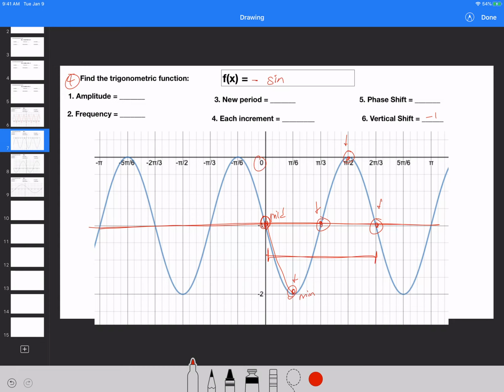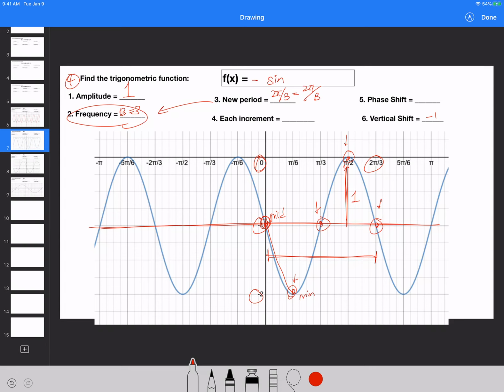So from here to here, that's how much it takes to finish a wave. So it's from 0 to 2 pi over 3. So my new period is 2 pi divided by 3. My amplitude is from the middle to the highest point. And then if you take a look, this is 0, this is -1, this is -2. So this value is just 1. Frequency comes from number 3. When you set this equal to 2 pi divided by b, b is equal to 3.